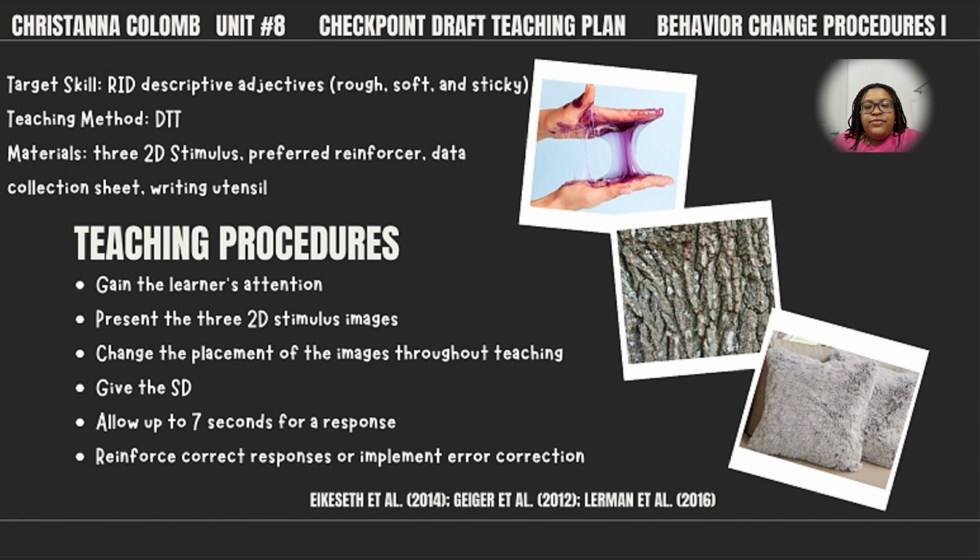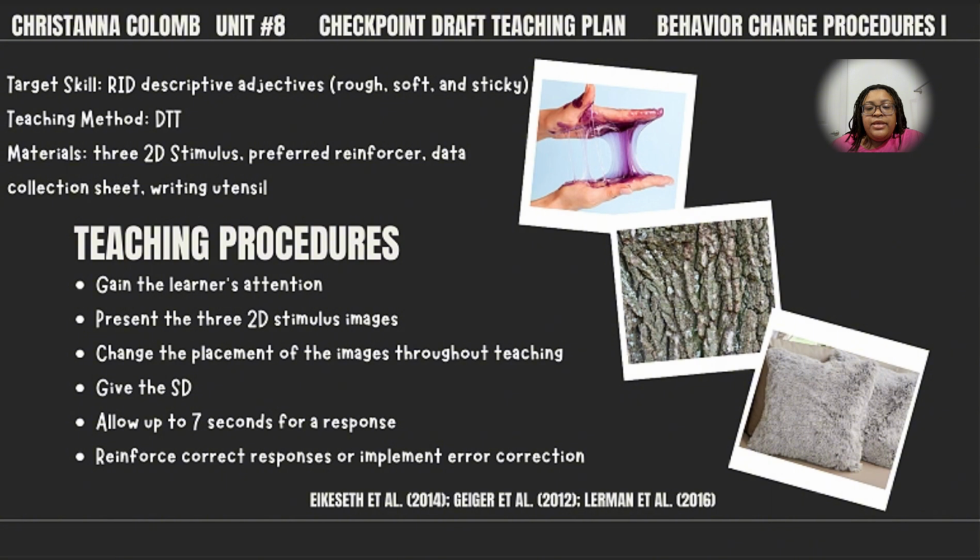The materials needed for this teaching plan include three 2D stimulus images of sticky, rough, and soft, and a preferred reinforcer, and we'll also be using behavior specific praise and a trial by trial data collection sheet along with a writing utensil. The teaching procedure begins by gaining the learner's attention to help ensure that they are ready to participate before instruction begins. Next, the three 2D stimulus images representing rough, soft, and sticky are going to be presented.